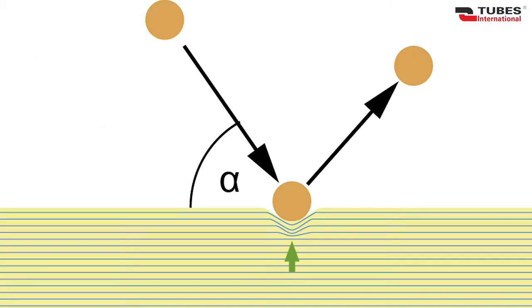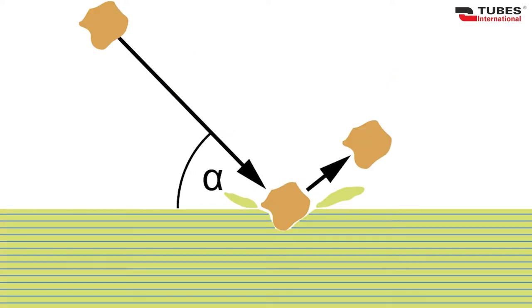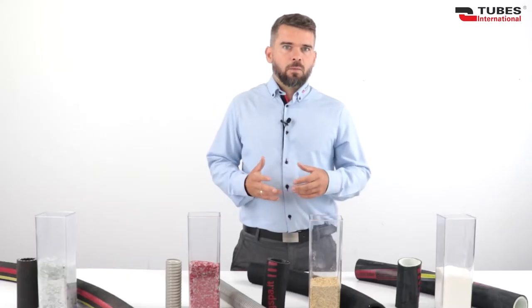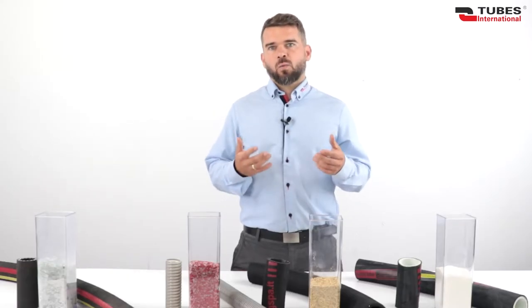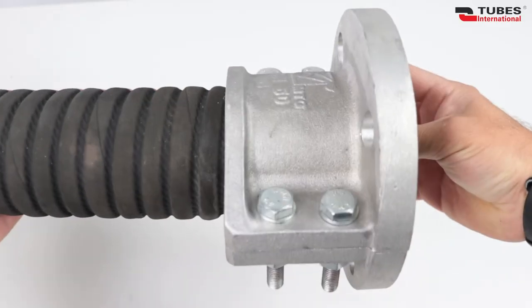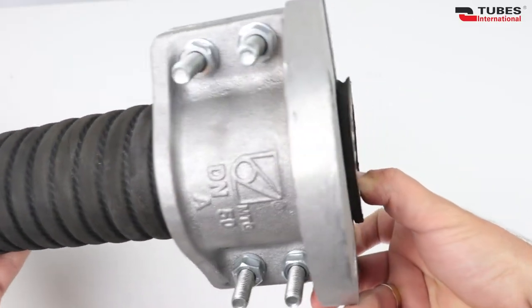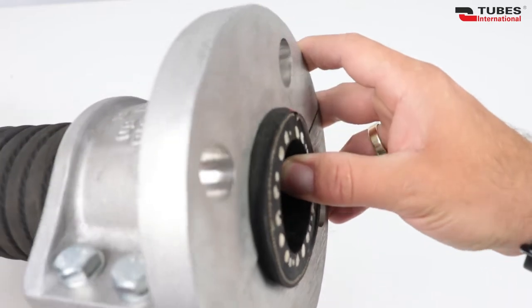If we take a closer look, we can notice that the kinetic energy of a solid particle as it hits the rubber surface is converted into the energy of elastic deformation of the surface, and almost all the energy is given back to the particle as it bounces away with no damage to the surface. This cannot be said of a surface, for example, made of steel. This is the reason why elbow steel pipelines are lined with rubber and some steel fittings are mounted on the outside of the hose rather than inserted into the hose.